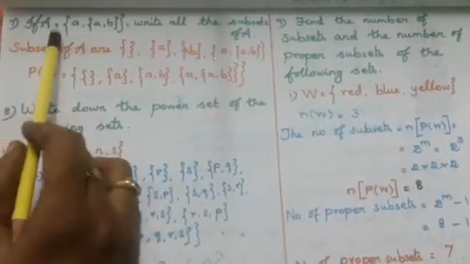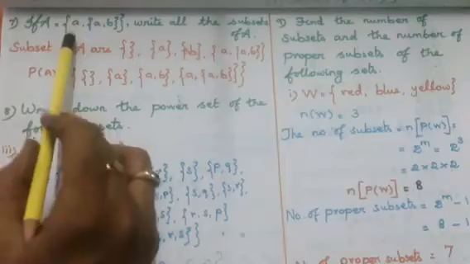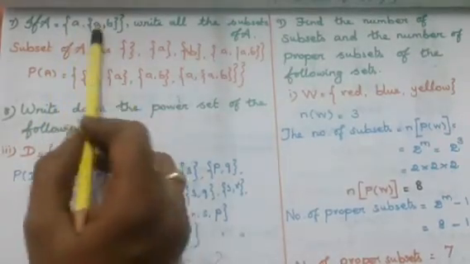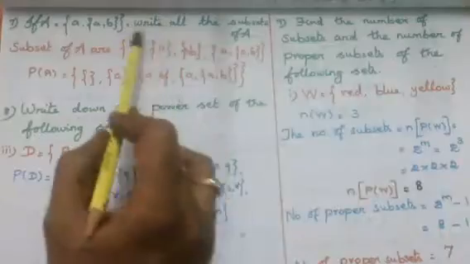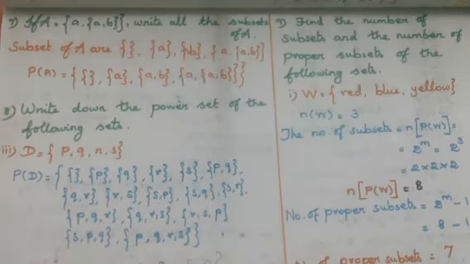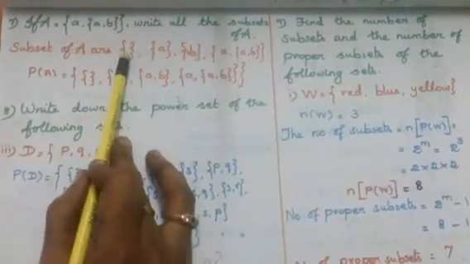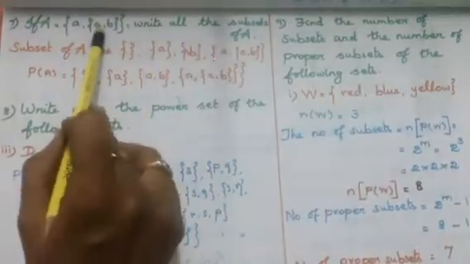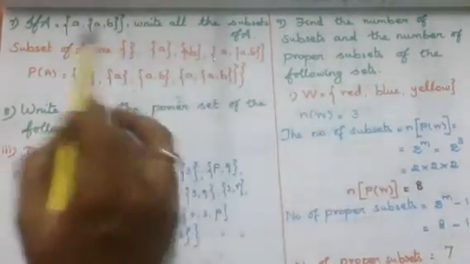Next sum. If A is equal to {a, b}, write all the subsets of A. All the subsets means, first the empty set. Any set has the empty set as a subset, then singleton sets, then double element sets, then triple element sets, and so on. So subsets of A are first the empty set, then {a} only, then {b} only, then {a, b}.